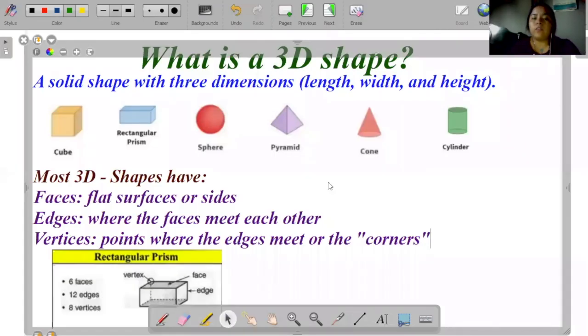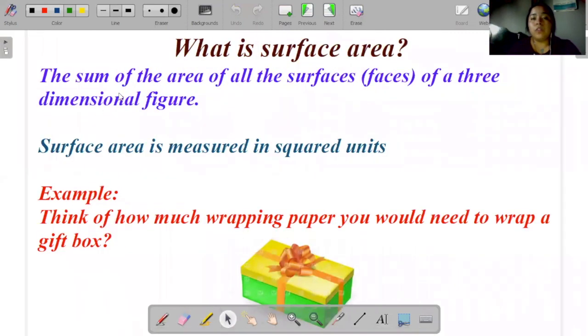So what is surface area? Surface area is the sum of the areas of all the surfaces or faces of a three-dimensional figure. And remember, surface area is measured in square units. For example, think of how much wrapping paper you would need to wrap a gift box. That's one way you can think about surface area.